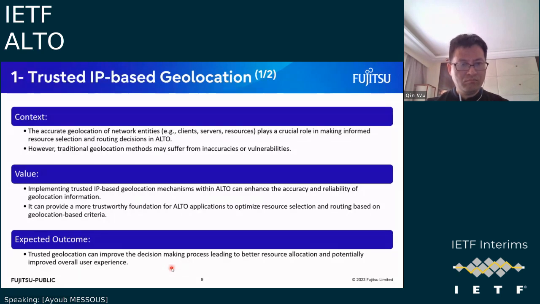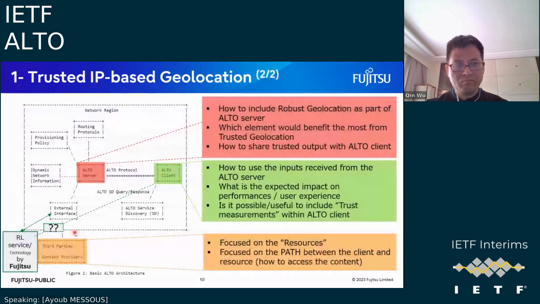The first one has some context related to trusted IP-based geolocation. The accurate geolocation of network entities such as clients, servers, and resources has been established to play a crucial role in making informed resource selection. However, traditional geolocation methods lack accuracy, and they present some vulnerabilities. The value here is that implementing a trusted IP-based geolocation mechanism with Alto can enhance accuracy and reliability, and the expected outcome would be that trusted geolocation can improve the decision-making process, leading to better resource allocation.